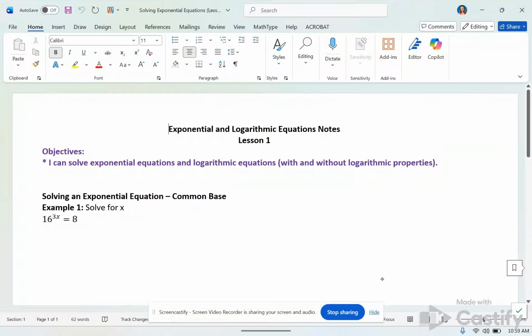Good morning, class. Today you're going to watch your first video of this unit. It'll be lesson 1. Our goal today is going to be to solve exponential equations. So again, we're just looking at the exponential equations. Later we're going to get into logs.